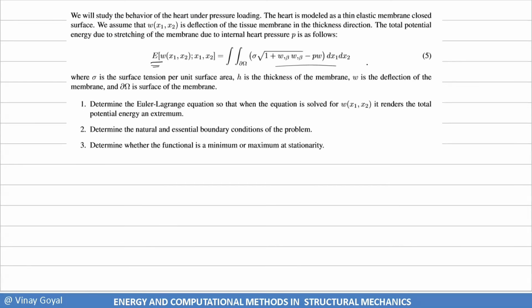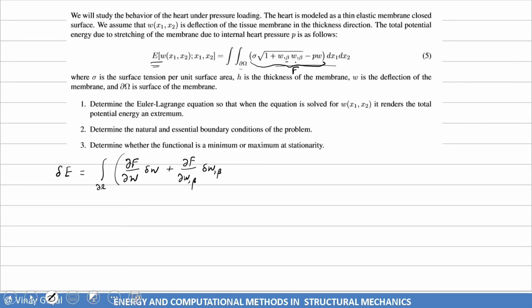This problem is a very good problem because it comes from a paper publication, so it's good for us to study that. My first step is to find the first variation of E. If I call this F, then I'll have the integral over the surface, because this is a surface, of the derivative of F with respect to W, del W, plus the derivative of F with respect to W comma beta, del W comma beta.